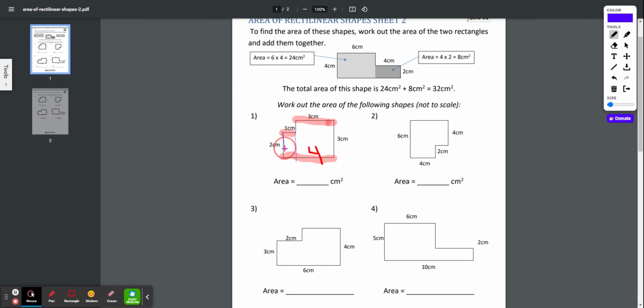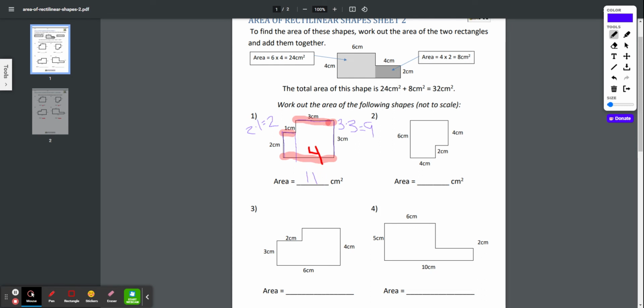So the length on that is 2 and the width is 1. So this would be a 2 times 1 equals 2. This one, my length is 3 and my width is 3. So 3 times 3 equals 9. And then I would add my 2 areas together to get an answer of 11.